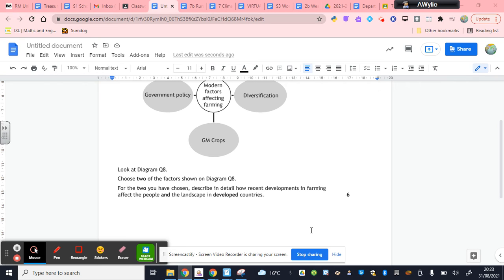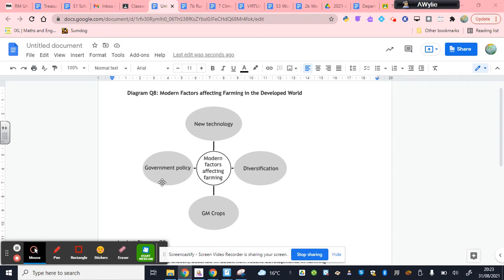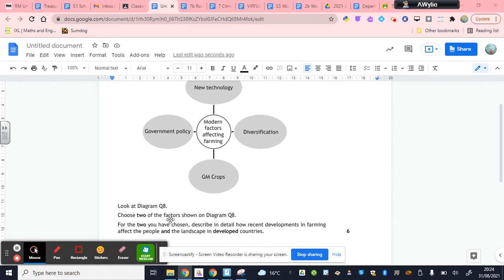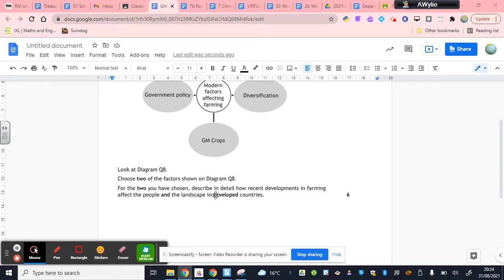Okay, this is a short tutorial on how to write two perfect answers or model answers to these two rural geography exam questions. So the first exam question you were asked to answer was one where you get a diagram about modern factors affecting farming in the developed world. And then you're asked to choose two of these factors. So you've got to choose from the four and tell me how the changes that happened with the two you've chosen are affecting people and the landscape in developed countries.